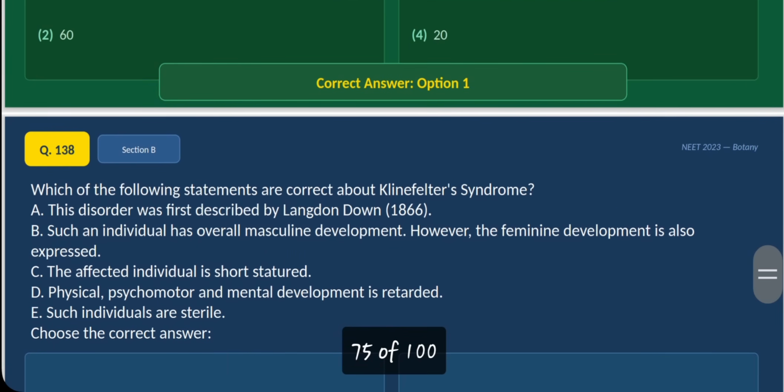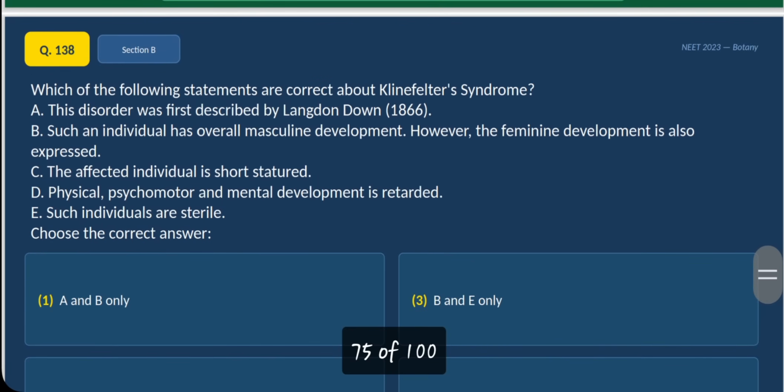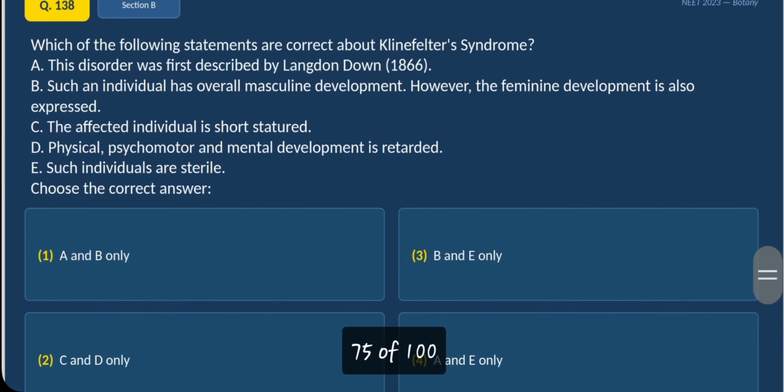Which of the following statements are correct about Klinefelter syndrome? So the correct statement we should find. This disorder was first described by Langdon Down, that is Down syndrome. This is wrong. The first statement is wrong. Such an individual has overall masculine development, however the feminine development is also expressed. B is correct. The affected individual is of short stature, that is wrong. Physical, psychomotor and mental development is retarded.